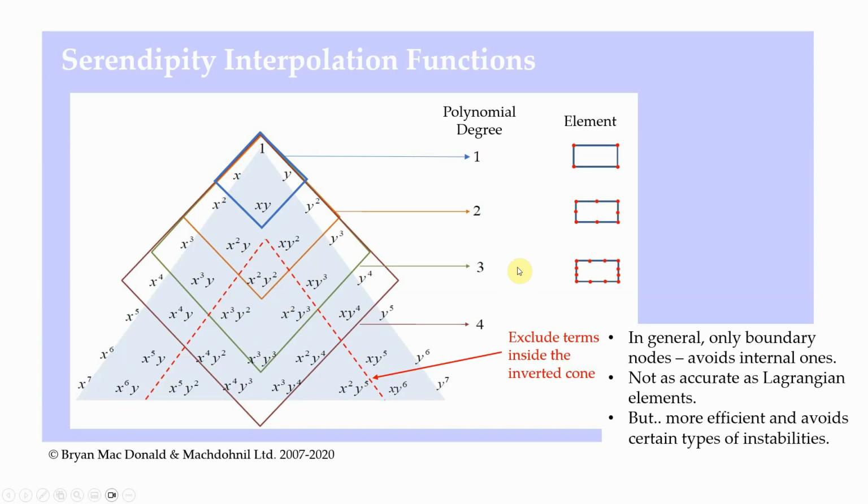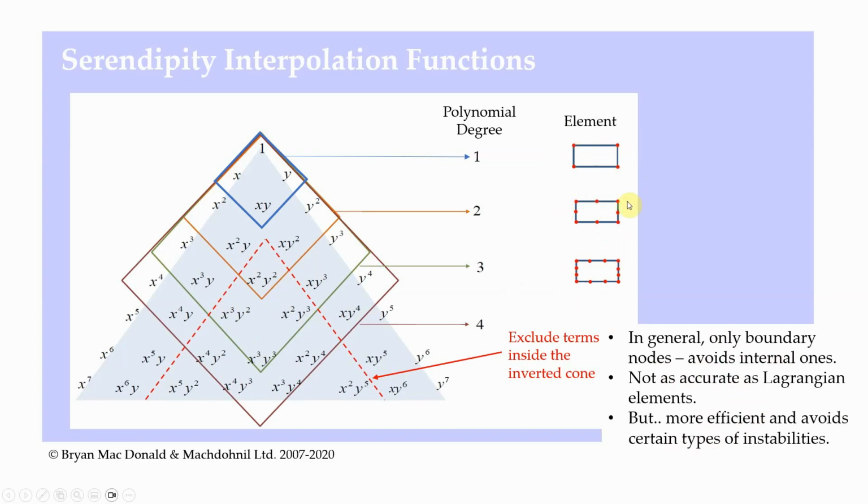In general, we only have boundary nodes, and it avoids the use of internal nodes. They're generally not as accurate as Lagrangian elements, but they're more efficient and they avoid certain types of instabilities. So you'll find that most of the two-dimensional finite elements that are used in most commercial packages these days are using the serendipity interpolation functions.